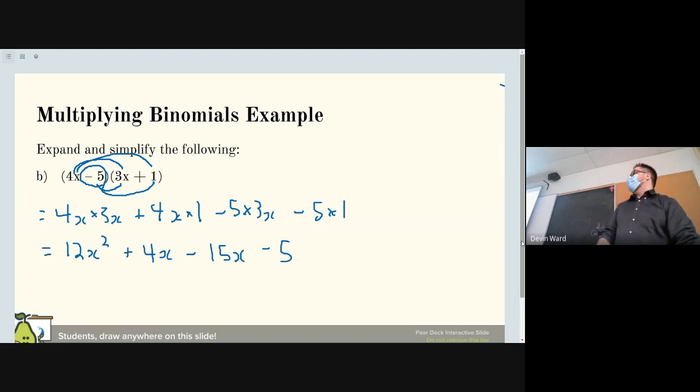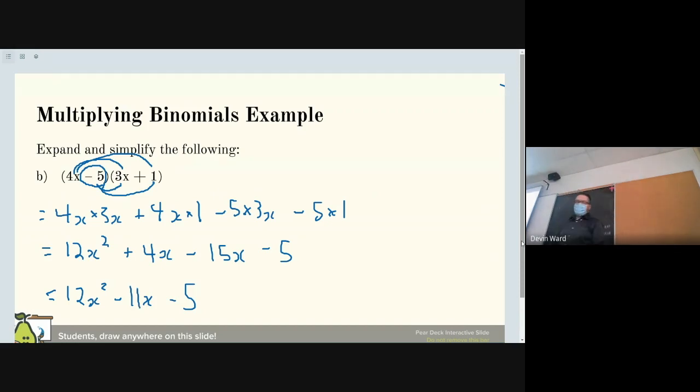Okay, and then are we done? So almost, you need to simplify these two together because they're both like terms. Okay, so we'll still have our 12x squared and our negative 5. But then 4x minus 15x. Keep the x there, just subtract the numbers. 4 minus 15 is minus 11. And then now you're done.